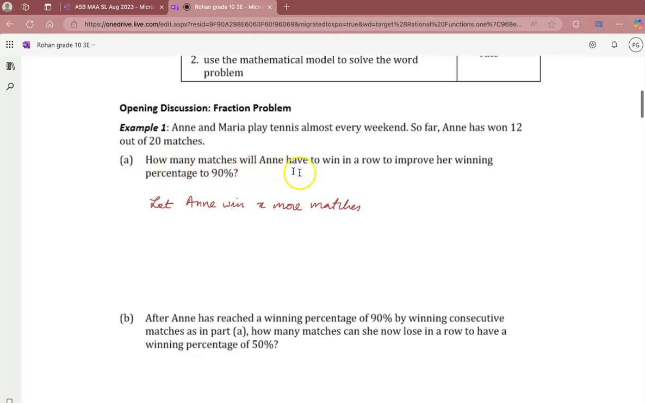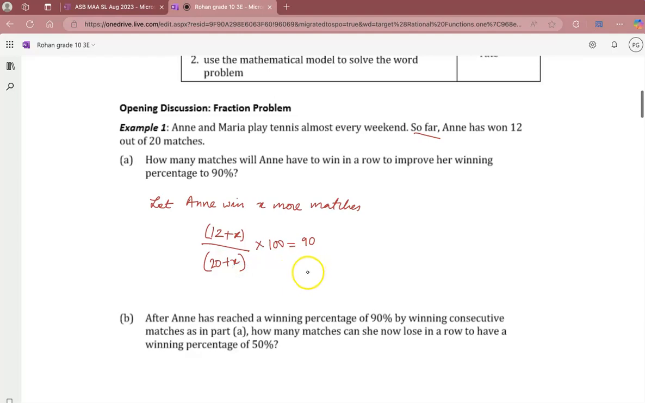How many matches will Anne have to win in a row? So how many matches has she won so far? 12 out of 20. So now after X matches, it would be 12 plus X, divided by the total number of matches played between them, 20 plus X. And you convert this into a percentage. You multiply by 100 and this is equal to 90.